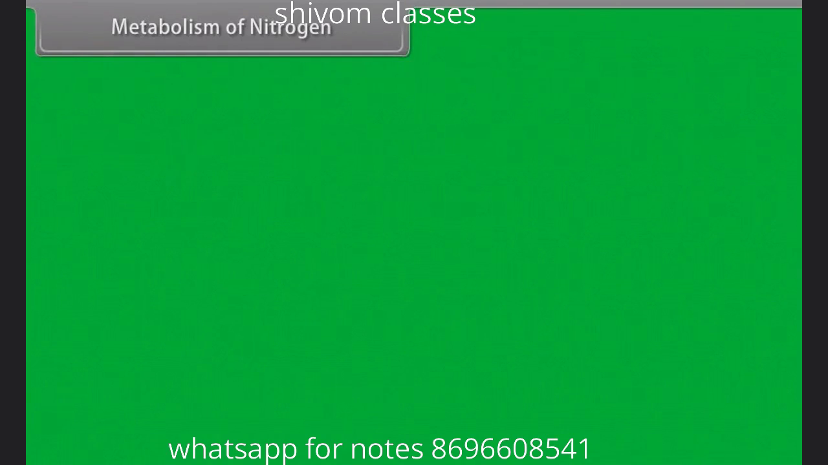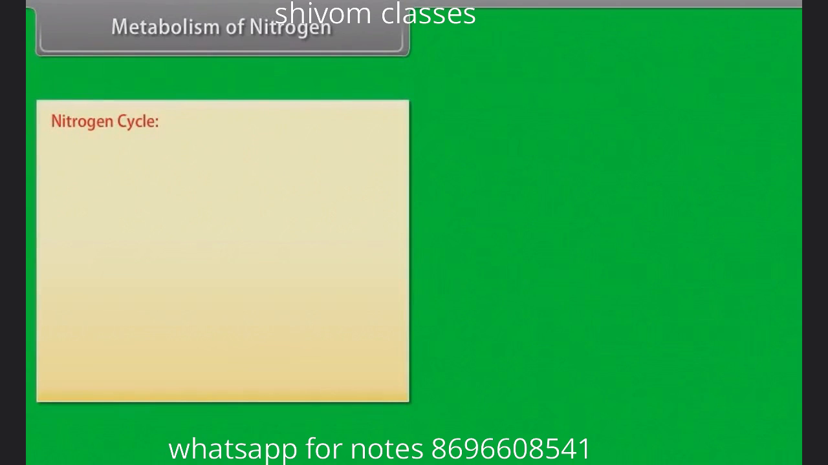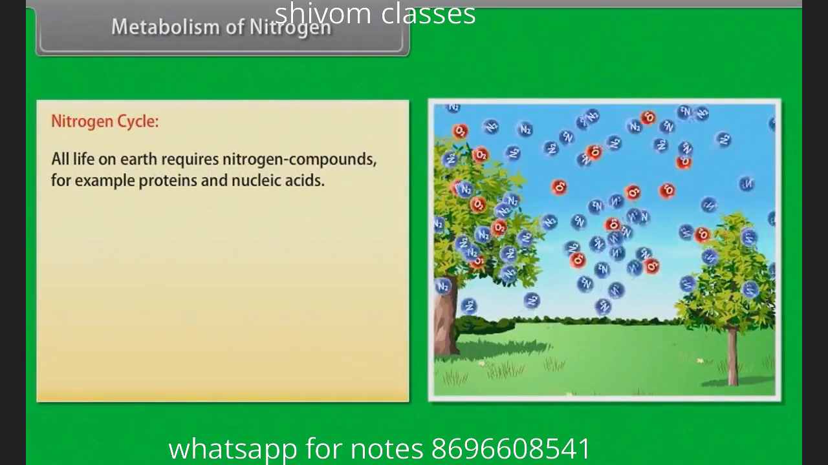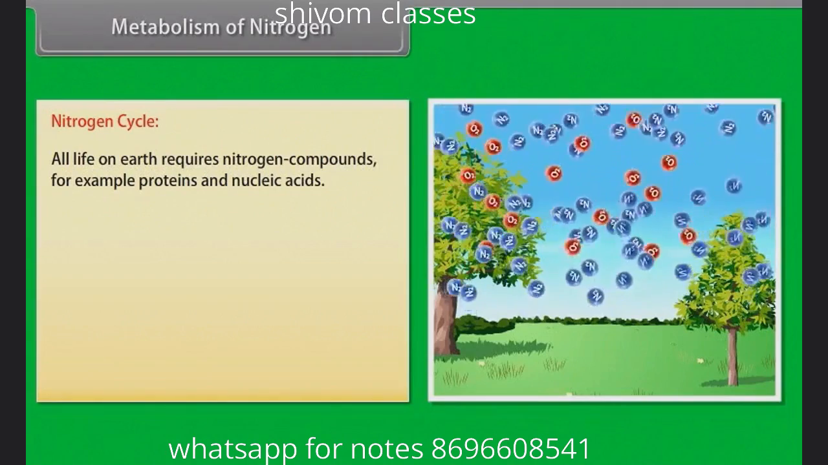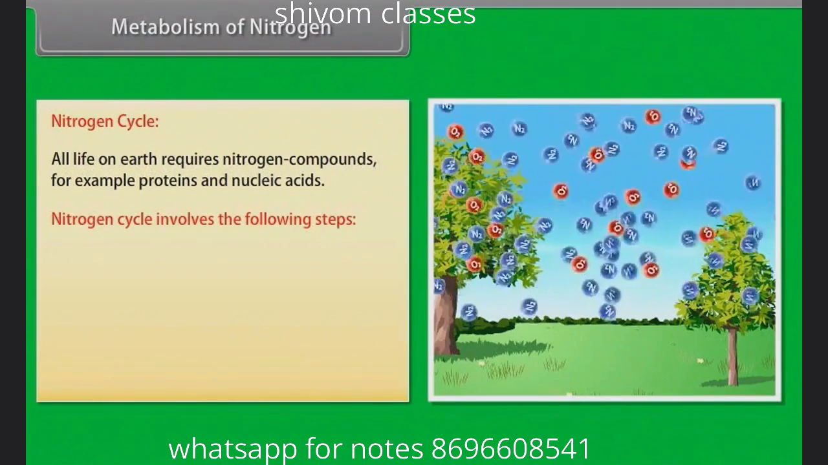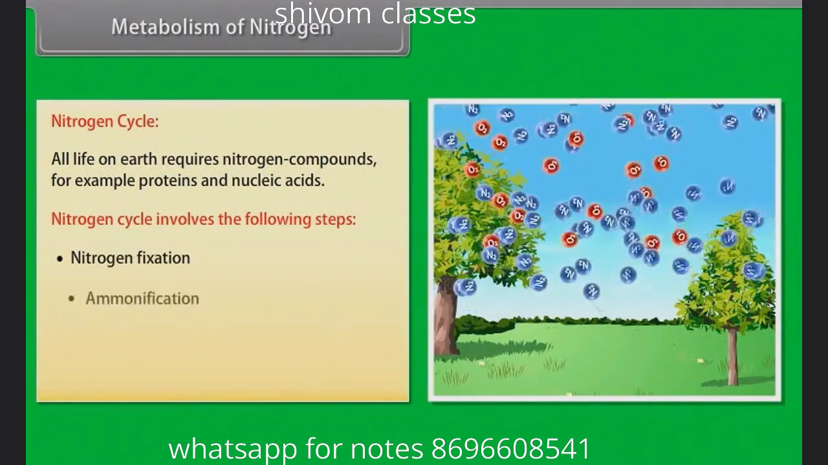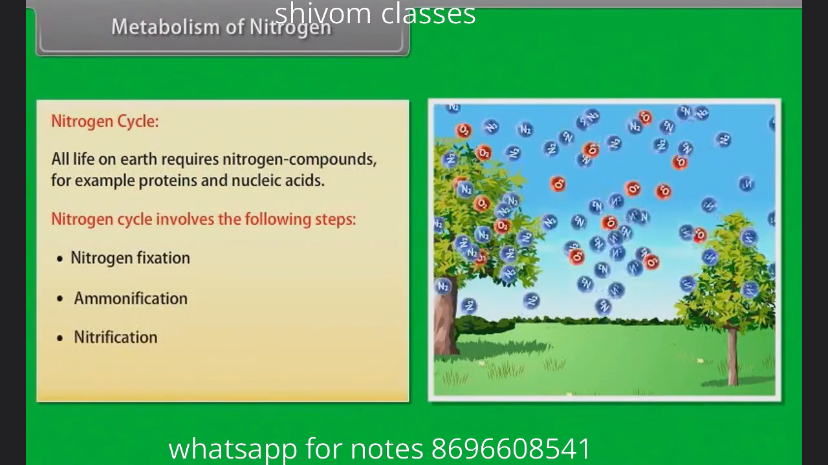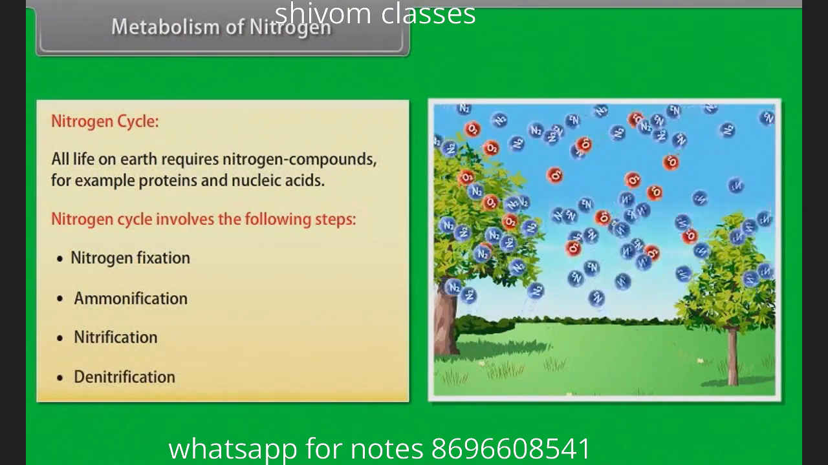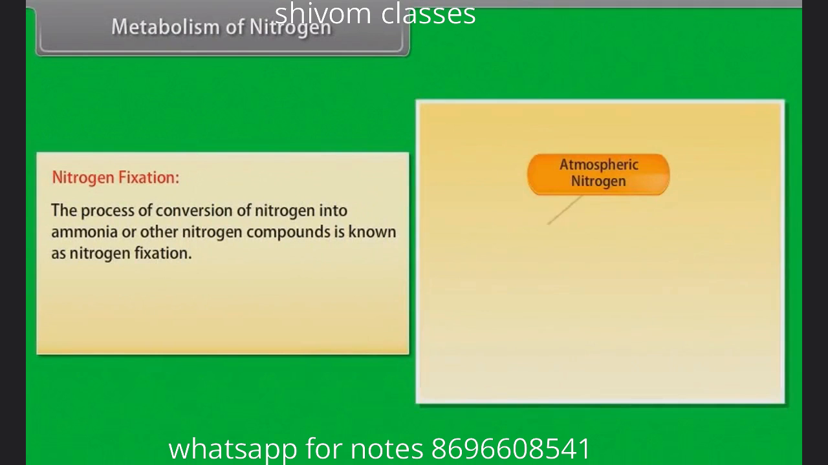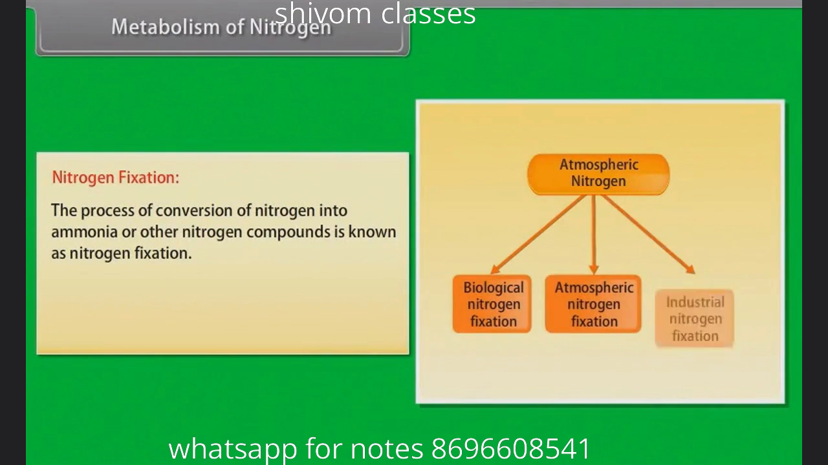Metabolism of nitrogen. Nitrogen cycle. All life on Earth requires nitrogen compounds, for example, proteins and nucleic acids. The nitrogen cycle involves the following steps: nitrogen fixation, ammonification, nitrification, denitrification. Nitrogen fixation. The process of conversion of nitrogen into ammonia or other nitrogen compounds is known as nitrogen fixation.